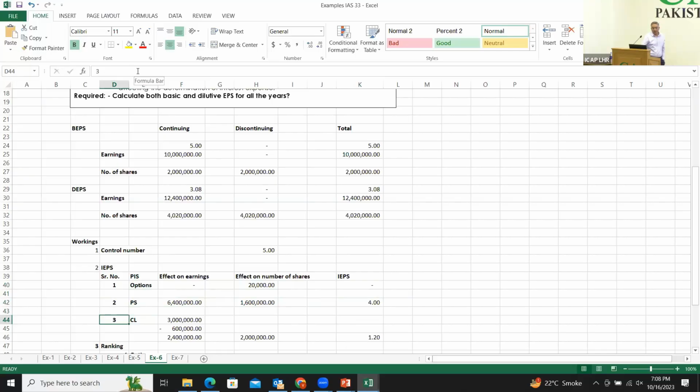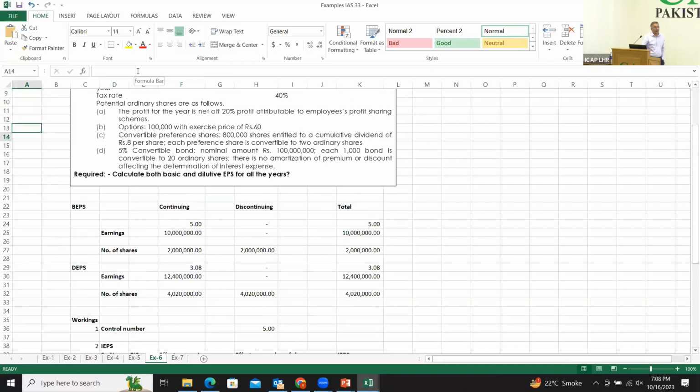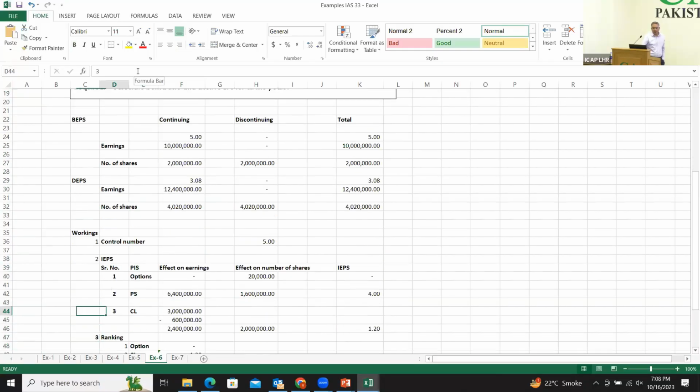And then for the convertible loan, there is 5% interest, but there is a 40% tax rate. So the increase in saving will only be 60% net of tax. But as our earning has increased, our contribution towards profit sharing schemes will also increase. So the consequential effect of 600,000 will be deducted, and then 2.4 million will be our effect on earning, the effect on number of shares will be 2 million, and incremental EPS will be 1.2.